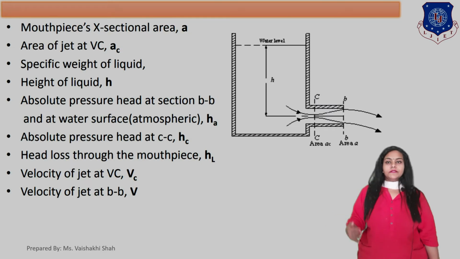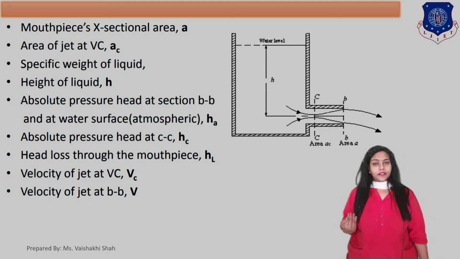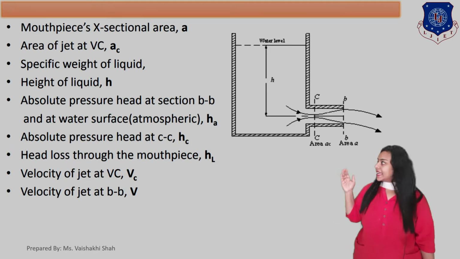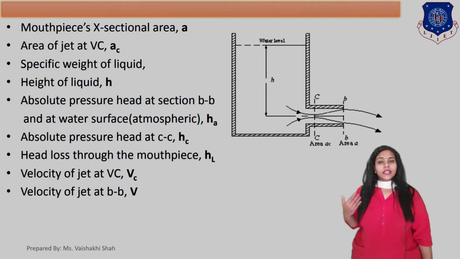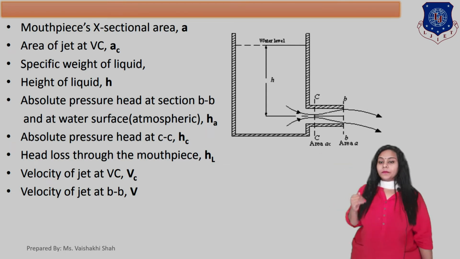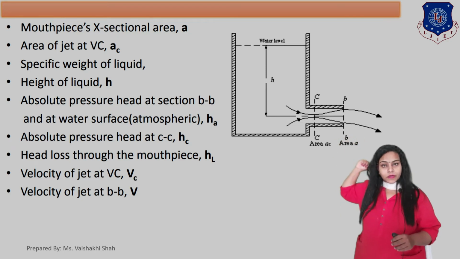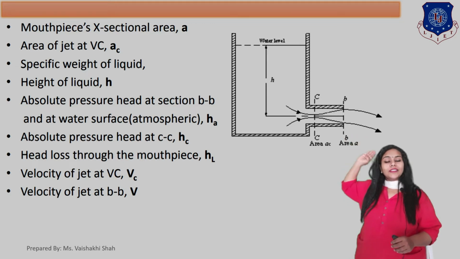Now, as we know, the area of the mouthpiece is small a. The area of the jet at the vena contracta is AC. The height of the liquid is small h. Consider the absolute pressure at BB and at the water surface. Here at BB, the water comes out from the mouthpiece, so here the water comes into contact with the atmosphere.